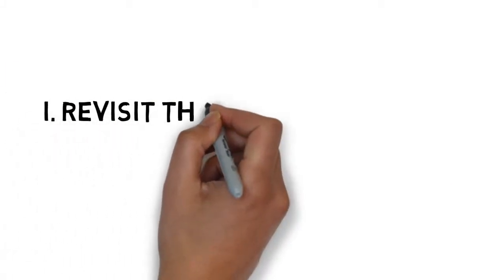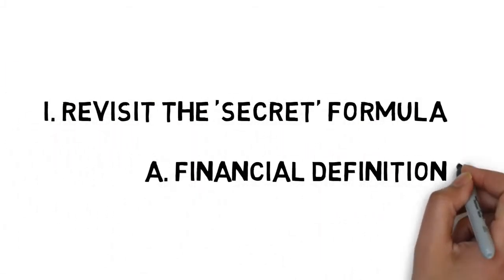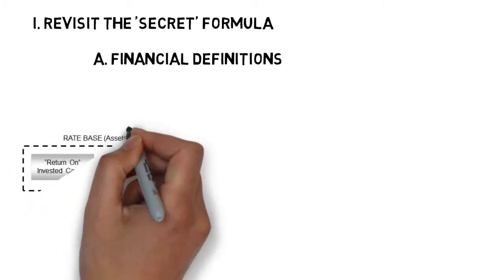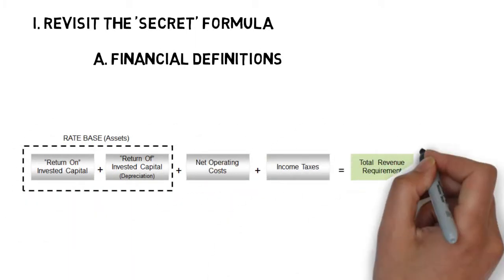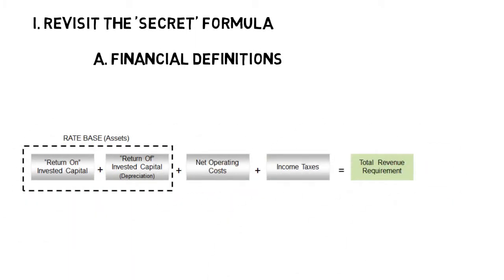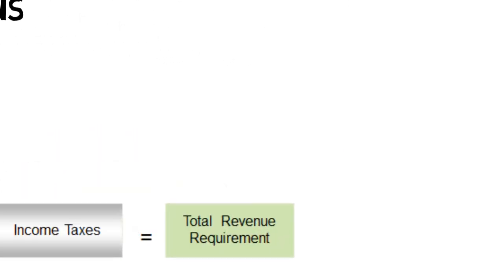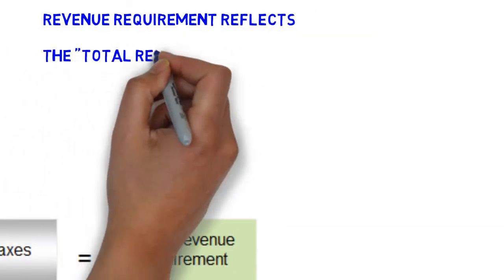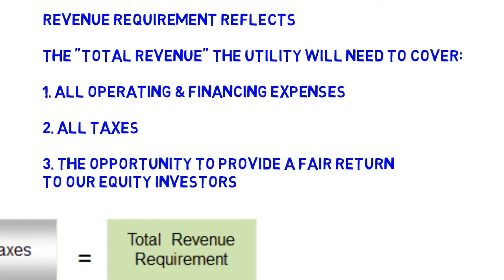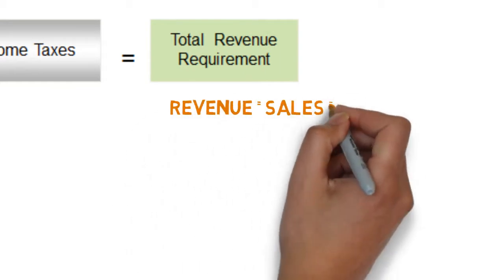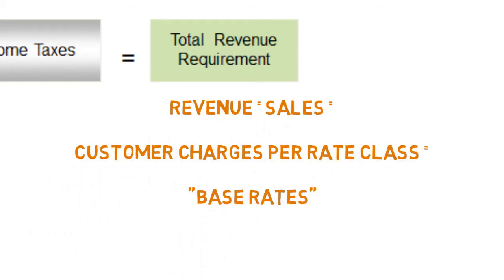So let's get started. We revisited this formula, and it had a couple of parts to it. It had our rate base, our operating costs, income taxes, and most importantly, a revenue requirement. And it was our revenue requirement that really determined what we needed to cover. We needed to cover our operating and financial expenses and our taxes, and it gives us the opportunity to provide a fair rate of return. And it's that opportunity. We're not guaranteed. We have the opportunity. That's why we spend so much time managing our expenses and talking about them.